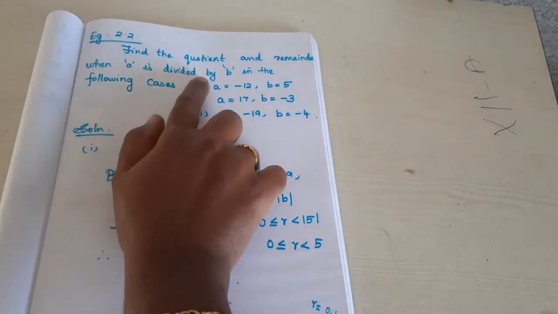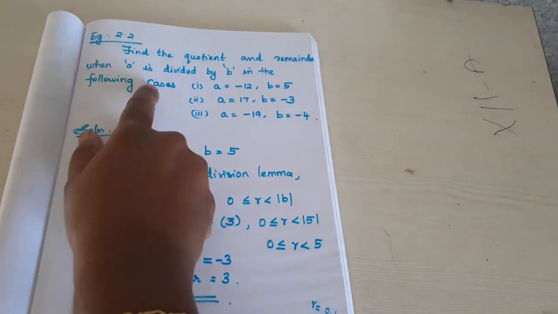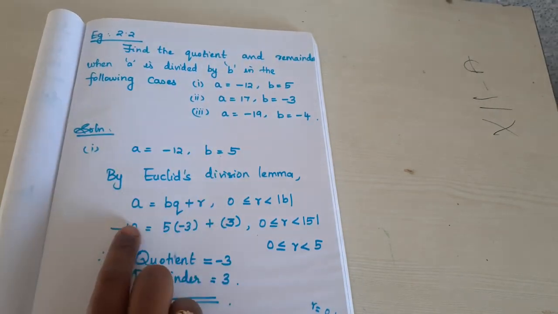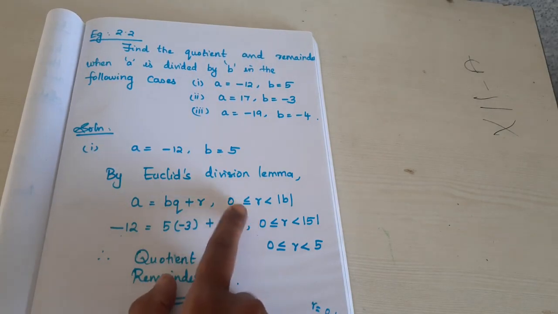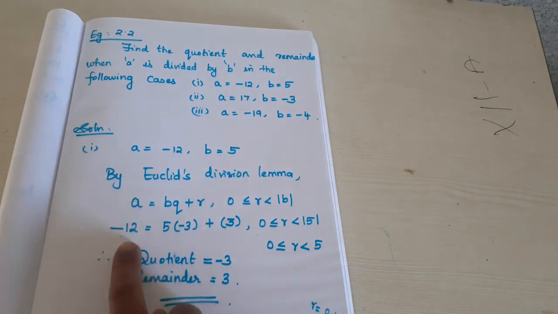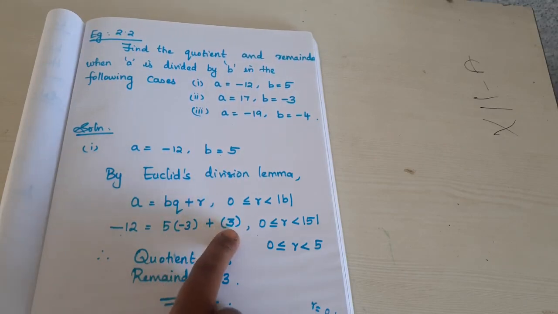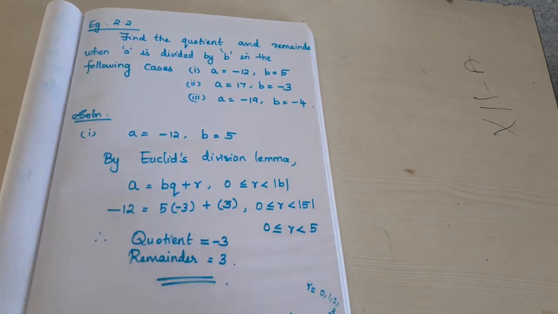So whenever we are going to find quotient and remainder, we can use this Euclid's division lemma. So A is divided by B. Here, A and B. So we need to write the formula A is equal to BQ plus R. The condition I wrote: 0 less than or equal to R less than modulus of B. So here minus 12 in the place of A, and in the place of B, 5. We need to find Q and R. So what is the condition for R? R should be a positive number. So in that case we need to select Q. Okay. Then we need to get minus 12 as the answer. By that we are getting quotient and remainder like this.